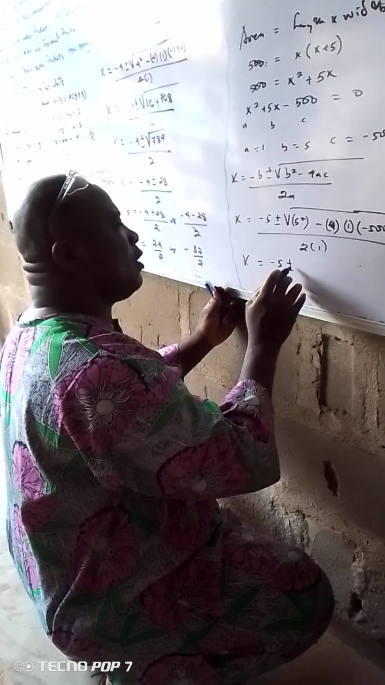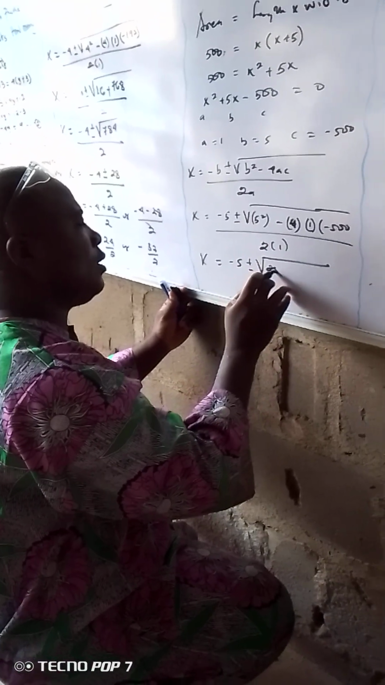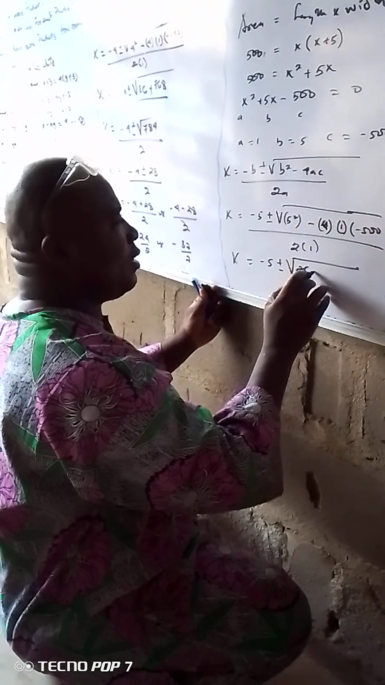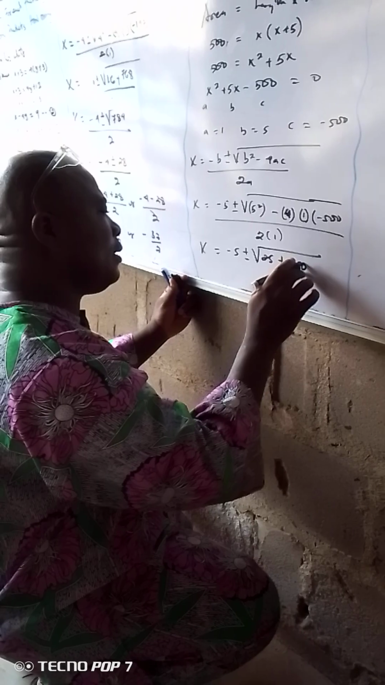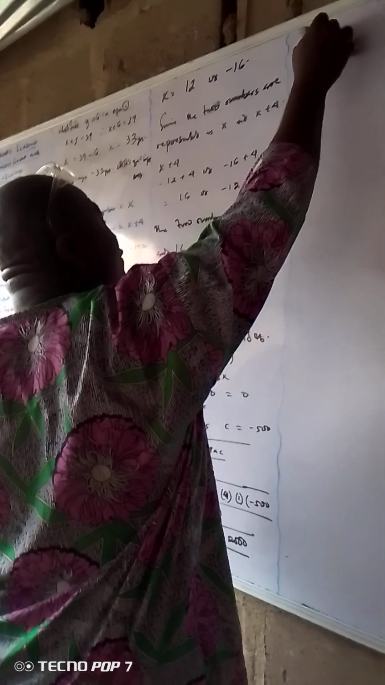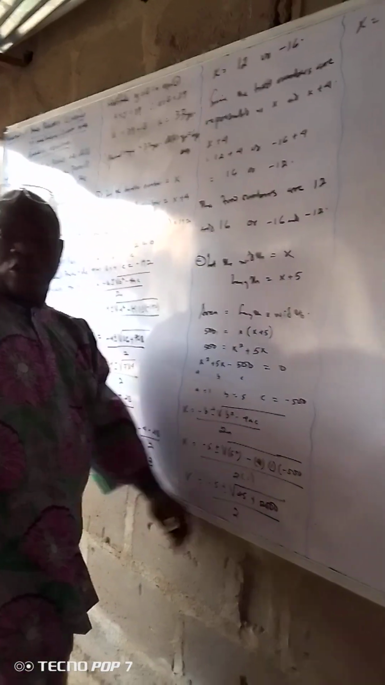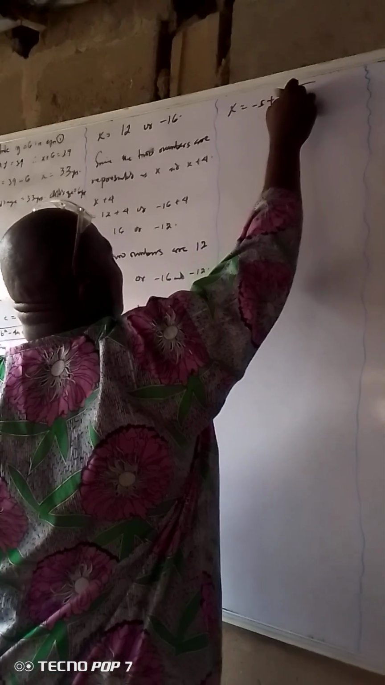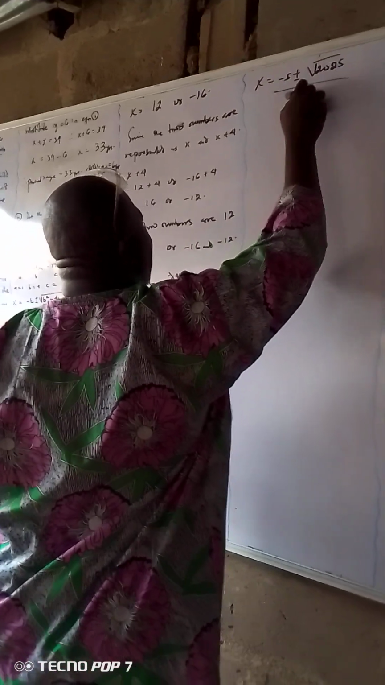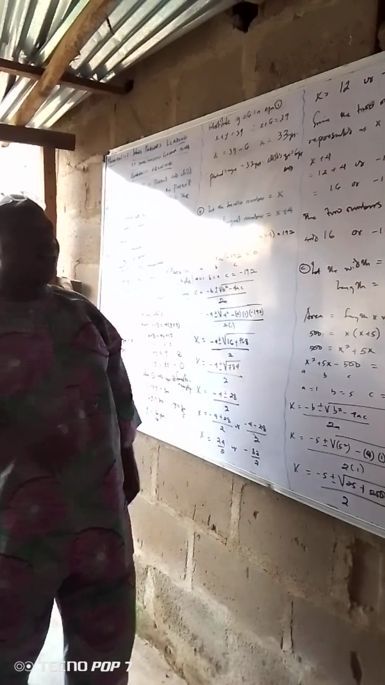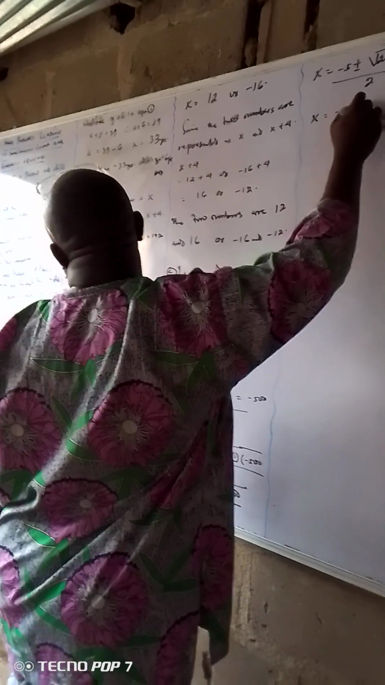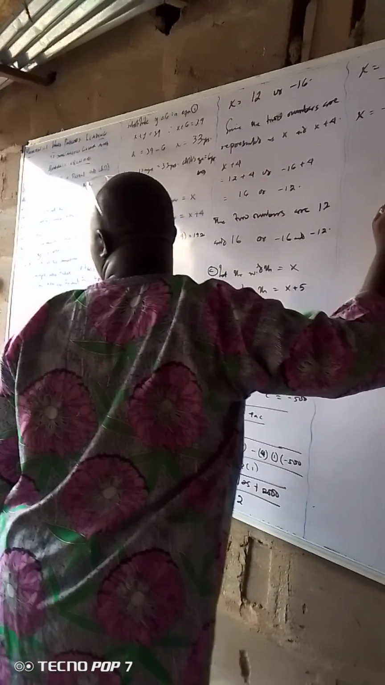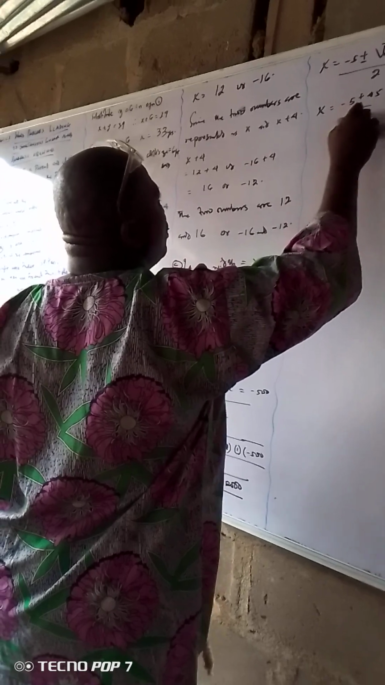Then this is minus 5, plus or minus the square root of 5 squared, which is 25. Then minus times minus is plus, 500 times 4, that's 2,000. Is that not 2,000? Over 2. Then our x is minus 5 plus or minus 25 plus 2,000, that is 2025, all divided by 2. So what is the square root of 2025, guys? Square root of 2025, 45, divided by 2.